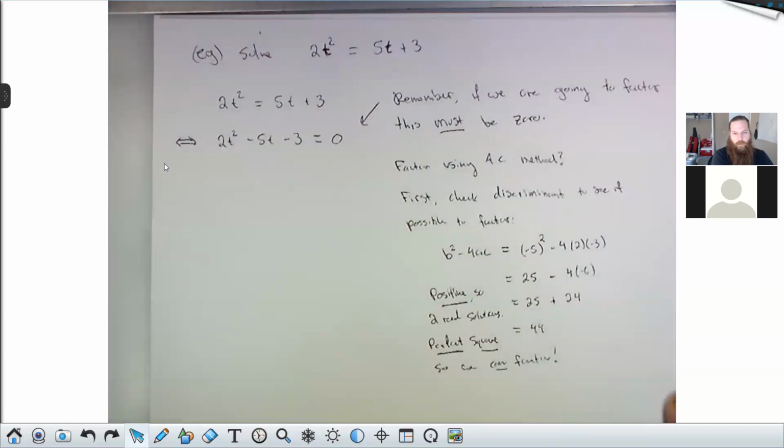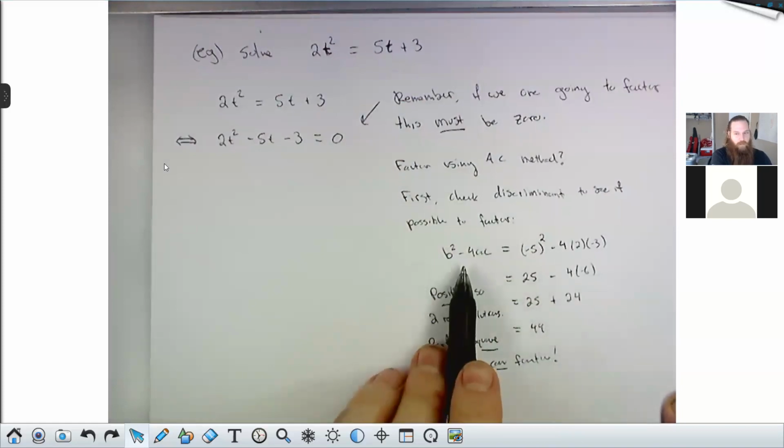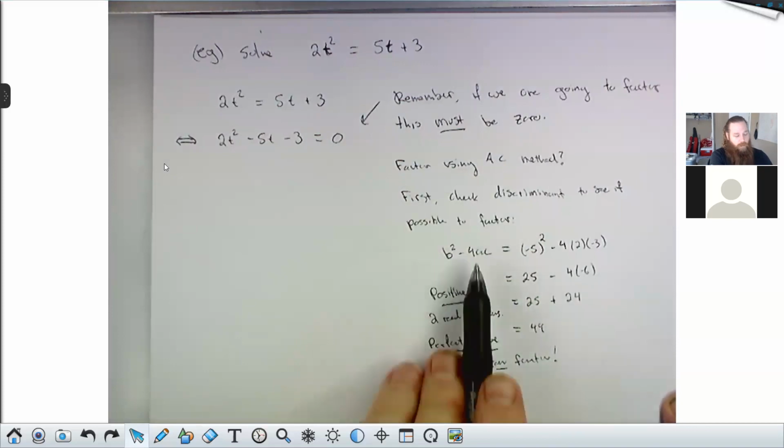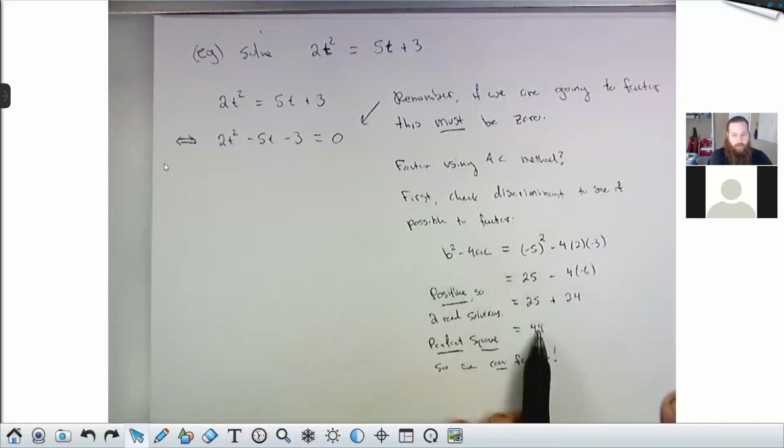Remember our rules for the discriminant. If the discriminant was negative, I would say, okay, forget it, quadratic formula time. If the discriminant was not a perfect square, I would also say, okay, forget it, quadratic formula time. But since the discriminant is positive, I know there's 2 real solutions. And since it's a perfect square, I know that this thing will factor nicely.